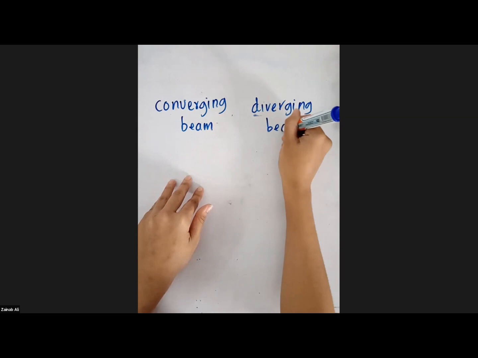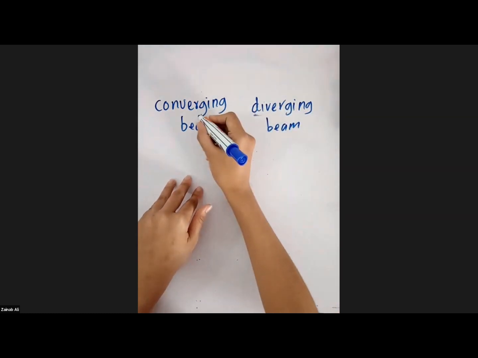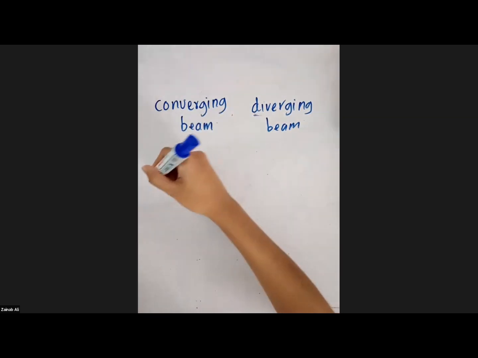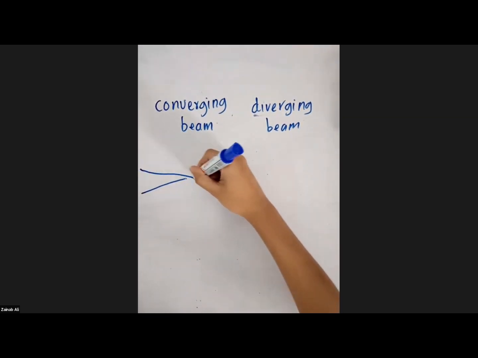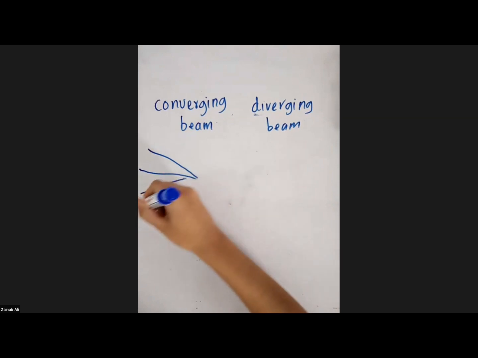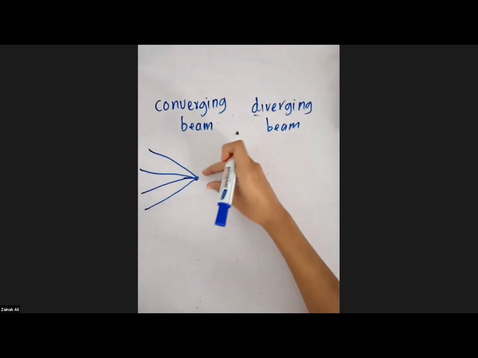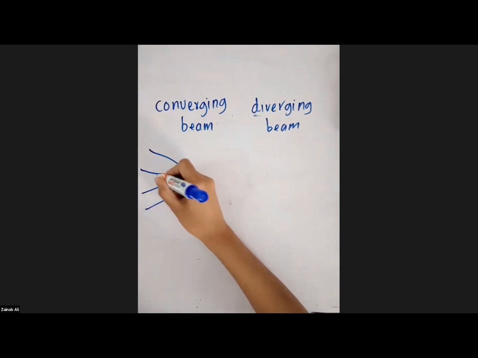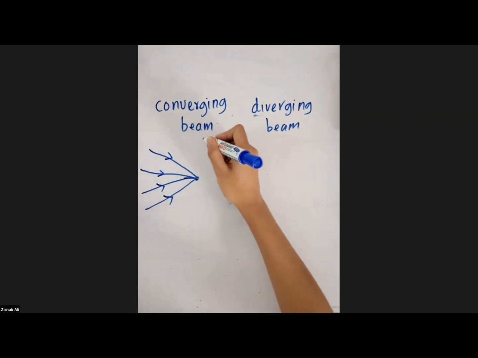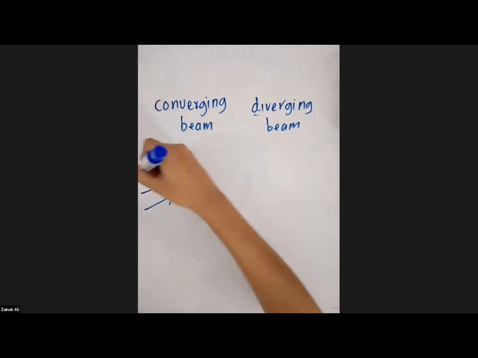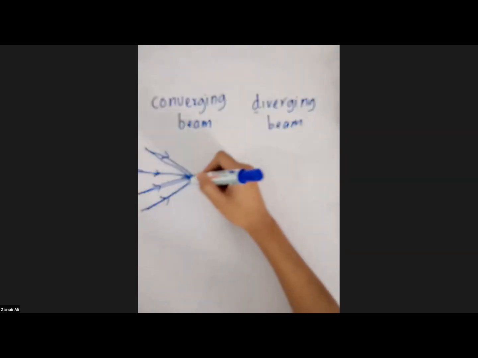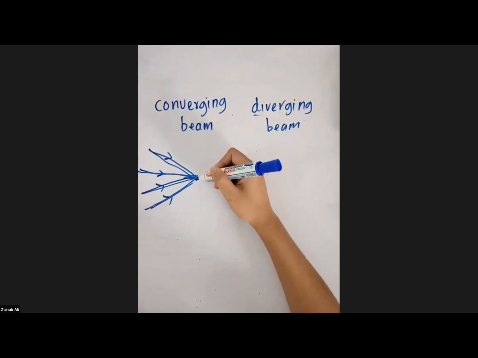From the word converging, you should know that the light rays are going to converge and come towards a point. So if the light rays are coming towards a point, you call it a converging beam. So what is a converging beam? If the light rays are coming towards a point, you call it a converging beam.